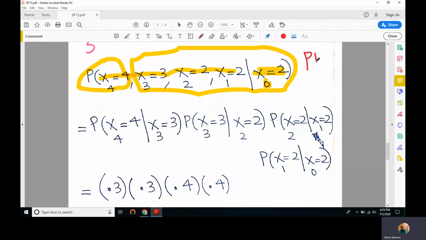Product rule and Markov property at the same time, and we have obtained this product of these 4 terms. So this means that we want the probability that the process will be in state 4 at time 4 given it was in state 3 at time 3. So there is no time in between; from time 3 we jump to time 4.